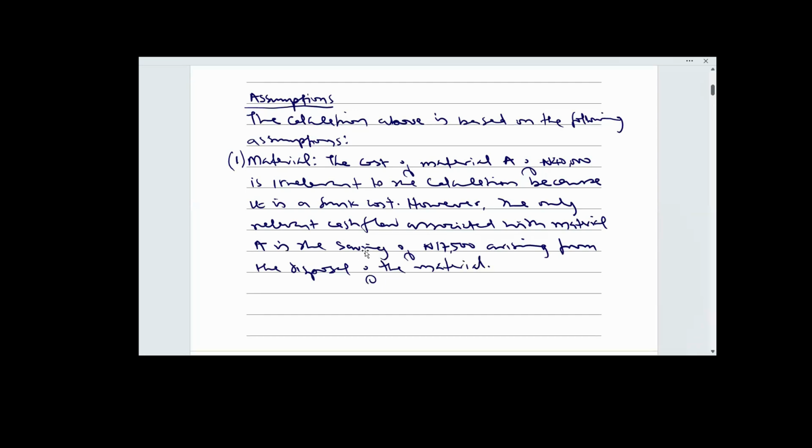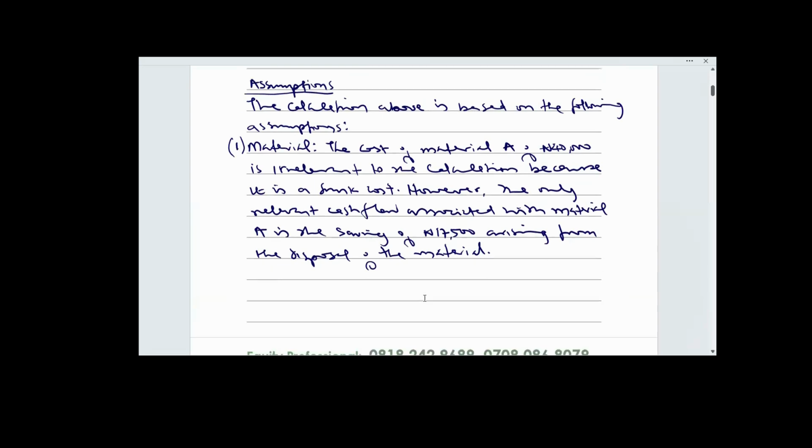So we are done with that. I don't need to comment on material B, because for material B we are told that it's not available and they have to order it at 80,000 naira, and that's the 80,000 naira that we used. So I don't need to stress myself on material B. If you comment on material B, of course, the examiner will not penalize you, but there's no need for that.